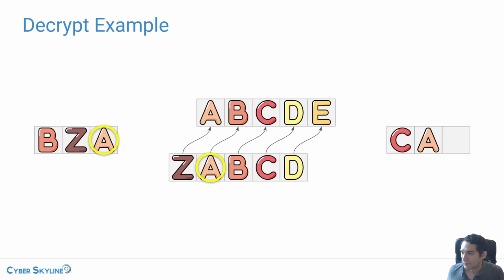And then we have the A over here, that shifts by 1, and that becomes a B. So now we've gotten back to the CAB, right? We turned the BZA, the encrypted ciphertext, and went back doing the opposite direction. We did a shift right of 1, and now we've arrived back at the decrypted message, the plain text. That's the CAB.